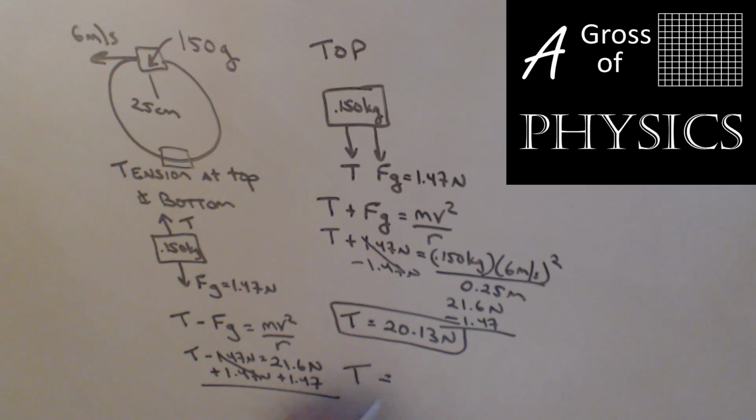So the tension now becomes 21.6 plus 1.47, and you have 23.07 newtons. So the tension in the rope is larger at the bottom than at the top.